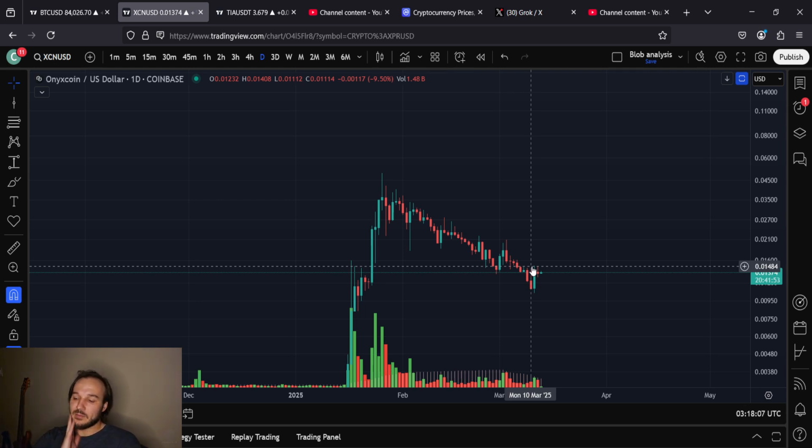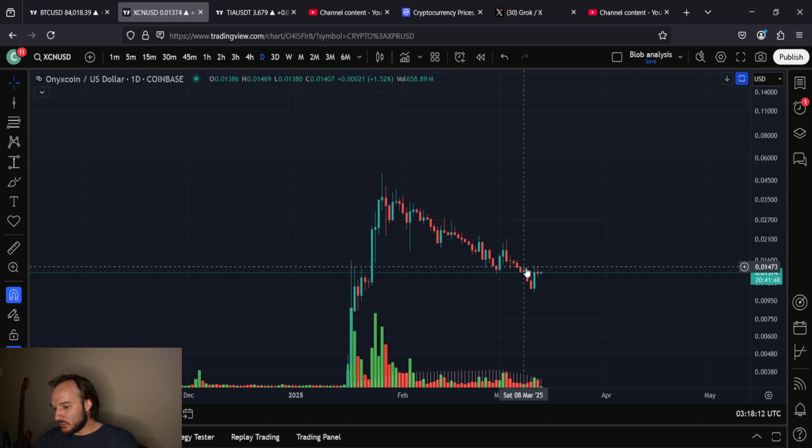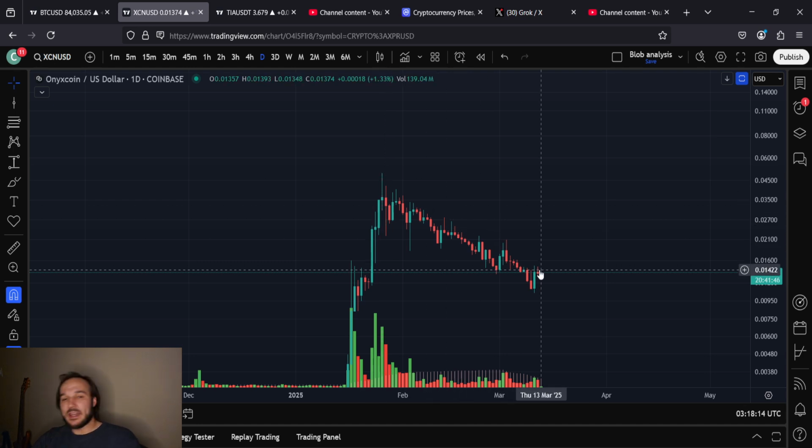Let's play a mental game, and you tell me if I'm wrong. If you sold the top and the price was here, would you buy right now? Even if you knew it'd go down 10% or 12%, would you buy right now?